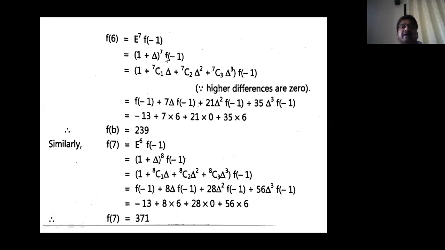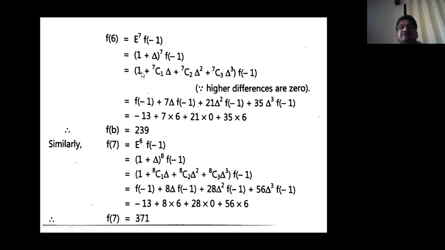Expansion of (x plus y) raised to 7. The expansion of (x plus y) raised to 7 has a total of 8 terms. So what is the first term? The first term is x raised to n.